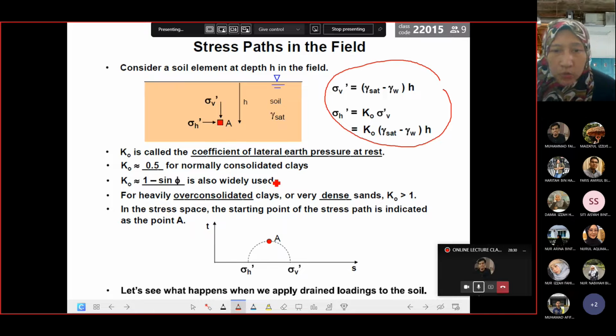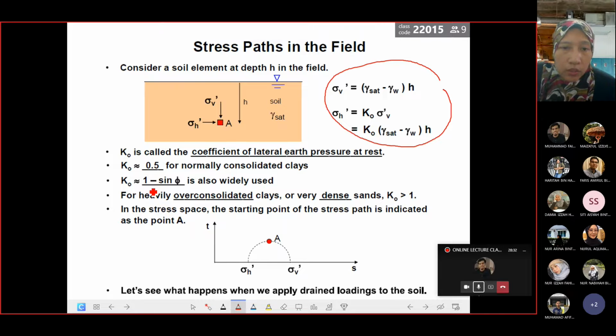Okay, for example K naught juga kita boleh calculate menggunakan satu formula, Jaky formula if I'm not mistaken, in which year 1940 something, 1 minus sin phi. So yang ni pun alternatively lah macam mana kita nak dapatkan nilai K naught kalau kata some problems given to you without mentioning the soil conditions, soil history dan juga dia punya soil type.